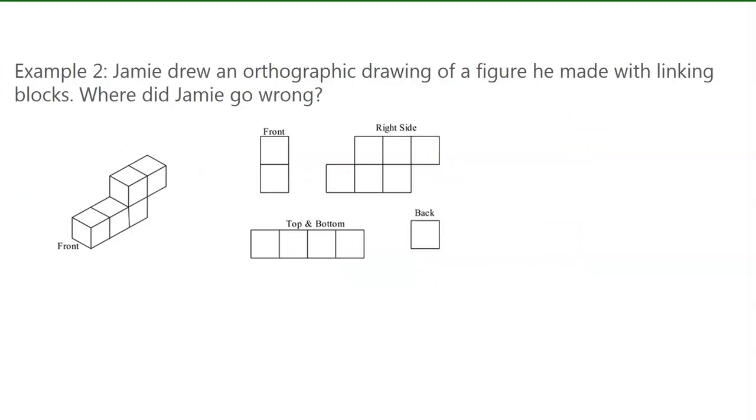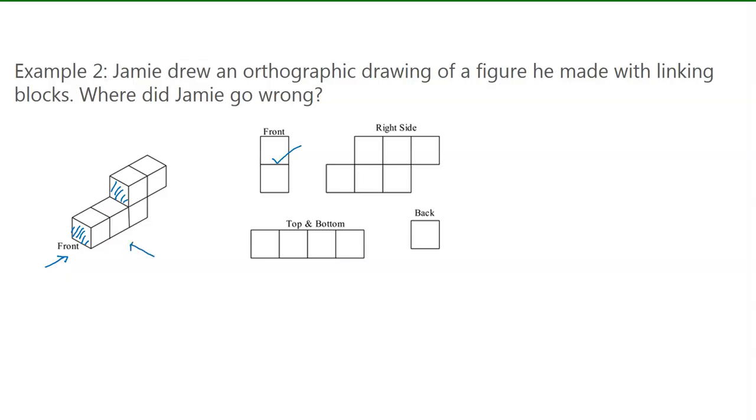Now for example 3. Jamie drew an orthographic drawing of a figure he made with linking blocks. Where did Jamie go wrong? So if I were to look at the object from the front, I would see this square and I would see this square. So one on top of the other. So that part is right.